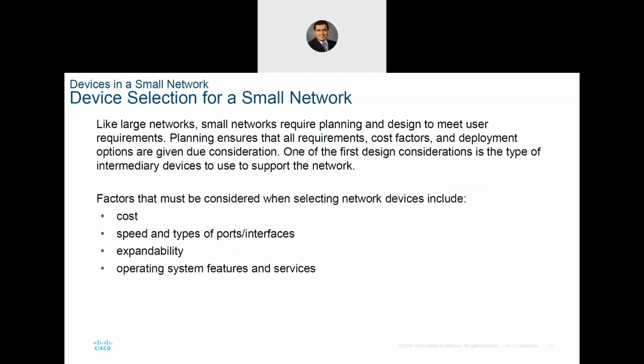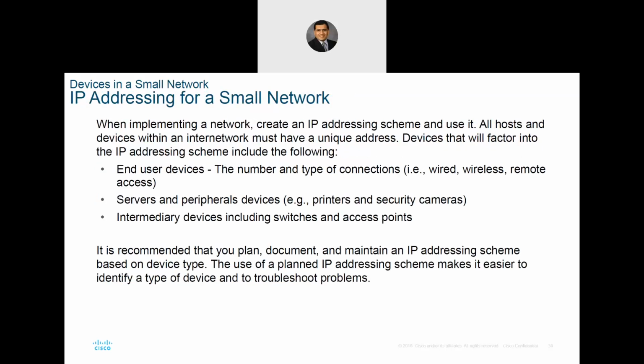Some of the factors you have to see is how much is your budget, speed and types of ports and interfaces. What about scalability, expandability, operating system features and services? Okay. So when implementing a network, you have to create an IP addressing scheme. Okay, you have to see which one is going to serve you. And you have to create an IP addressing scheme which will work for you.